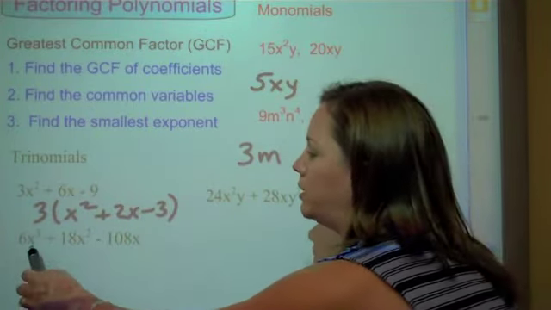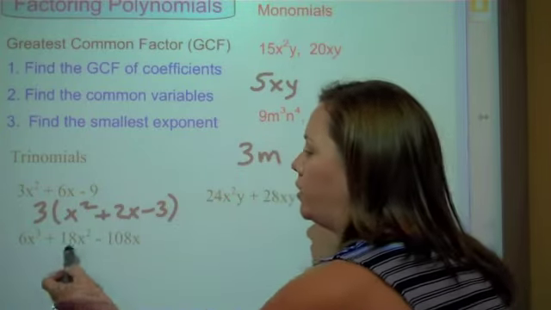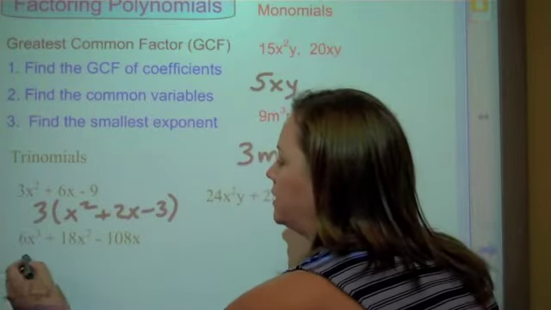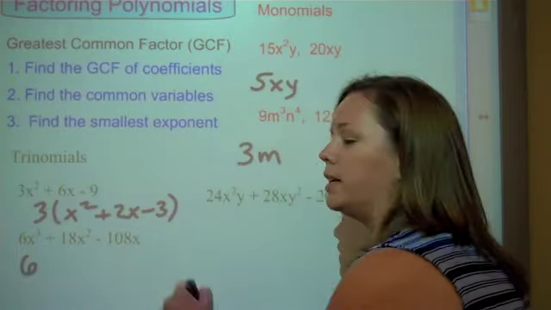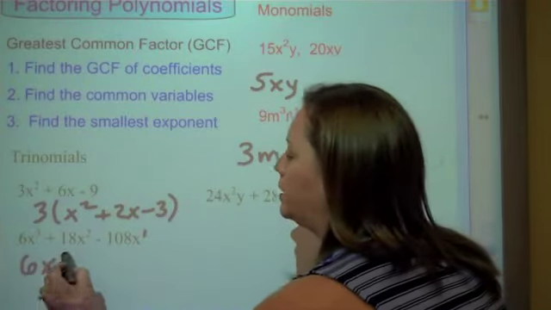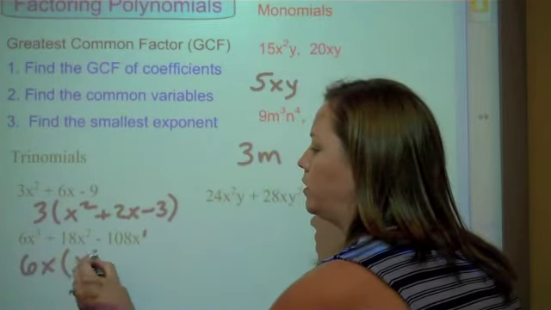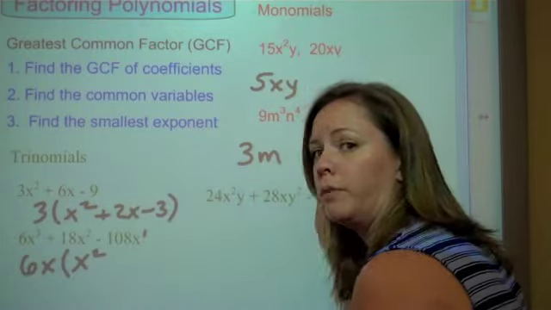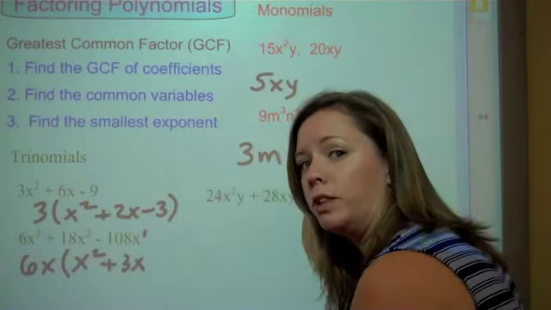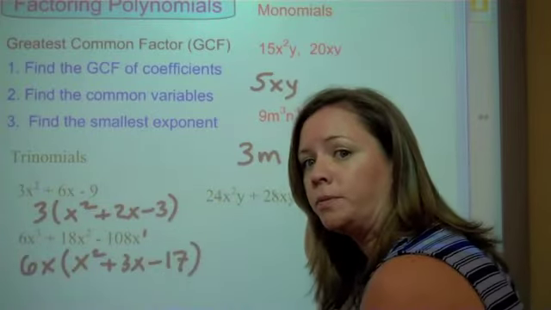Let's look at another example: 6x cubed plus 18x squared minus 108x. The greatest common factor of 6, 18, and 108 is 6. And I see that every term has an x. The smallest exponent is 1. So I can factor out a 6x. Then I say, 6x times what was 6x cubed? x squared. 6x times what would give me 18x squared? 3x. 6x times what would give me negative 108?